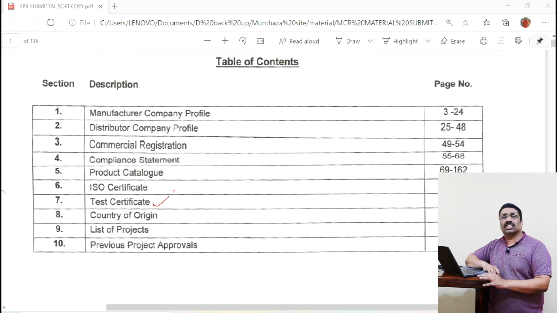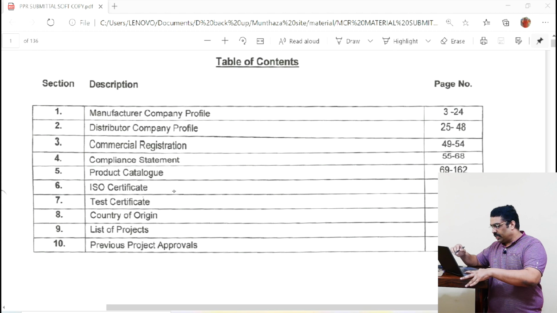some test certificate. Maybe for this pipe, when the pressure is increasing, it will burst or something like that. There is a certificate for that. And there is the country of origin, from where the manufacturing is done.